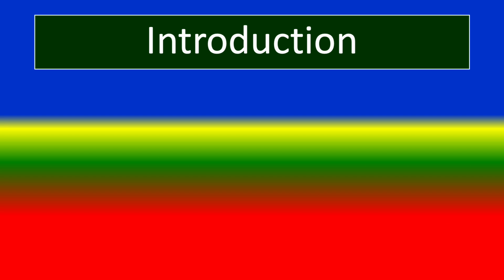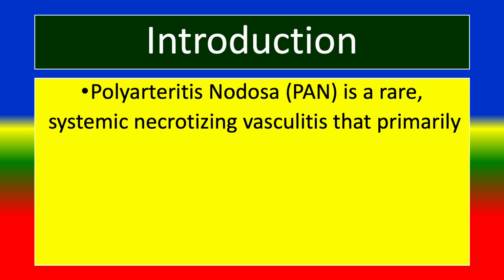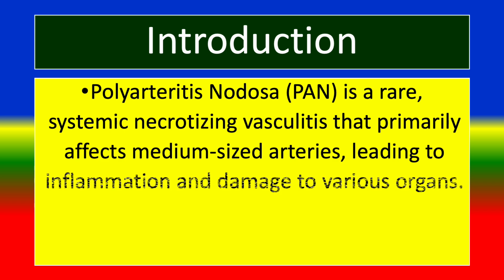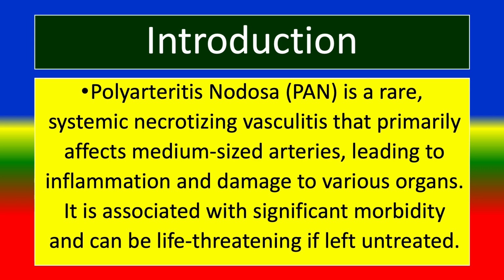Introduction. Polyarteritis nodosa is a rare systemic necrotizing vasculitis that primarily affects medium sized arteries, leading to inflammation and damage to various organs. It is associated with significant morbidity and can be life-threatening if left untreated.